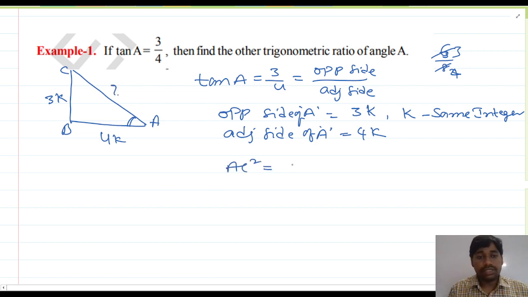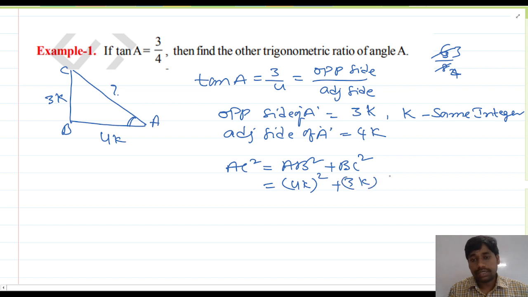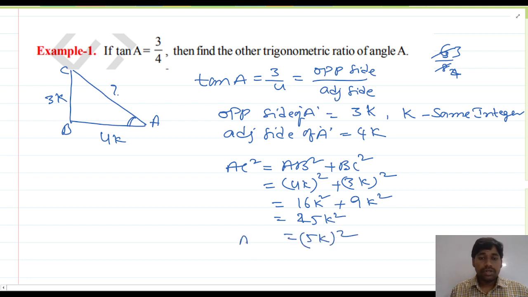So AC square is equal to AB square plus BC square. What is the answer? AB is 4k whole square plus 3k whole square. Simply it is 16k square plus 9k square. We will get 25k square. This can be written as 5k whole square. So AC square is 5k whole square, then AC is the square root of 5k whole square. The square root gets cancelled, it becomes 5k. So the hypotenuse is 5k.